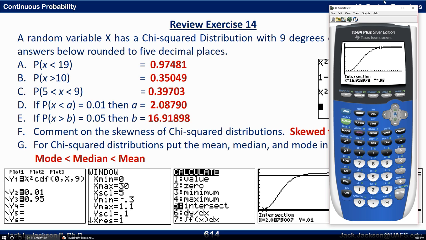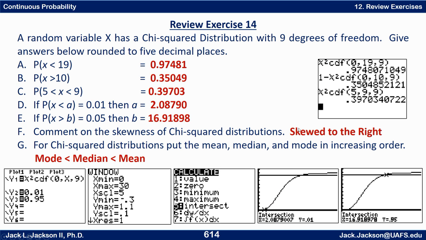So chi-square distributions are always skewed to the right, and they're always in the order mode, less than median, less than the mean. Okay, so there are some things about chi-square distributions. In our next unit, we'll see how we'll use the normal, chi-square, t, and f distributions to do some inferential statistics, along with maybe a binomial and hypergeometric as well.